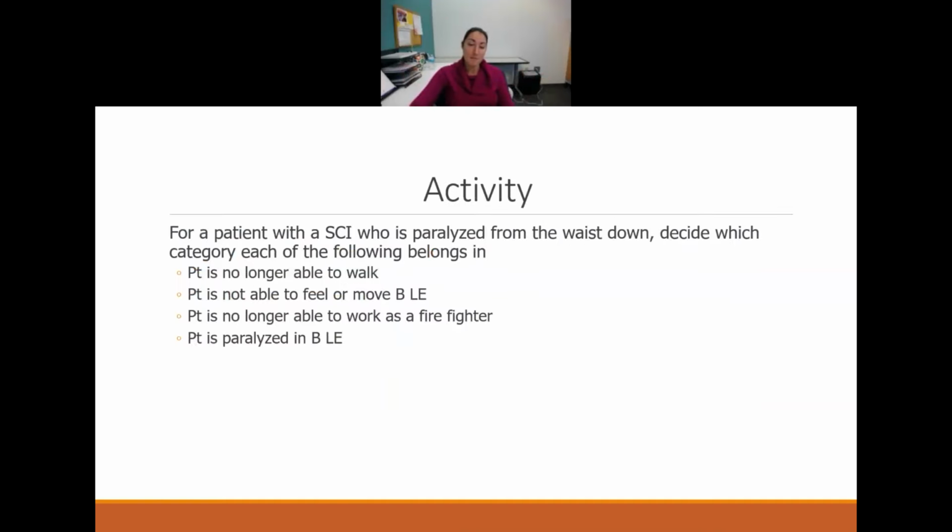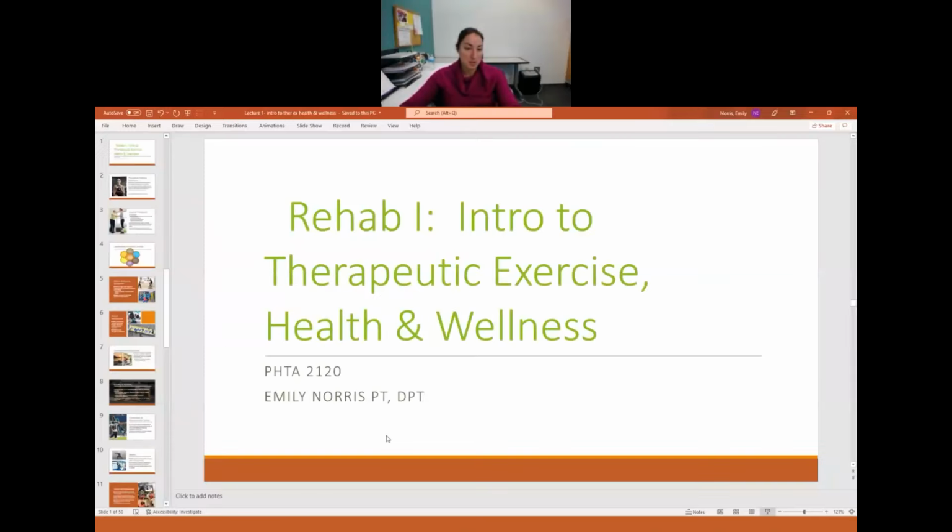All right, so for a patient with a spinal cord injury, they're paralyzed from the waist down, decide which category each of the following belongs in. So I'll give you a second to do this yourselves, but the categories are the ICF. Hold on. Oops, I'm going to put exit. Let me go back to that so you see what categories. I'm on slide 26.